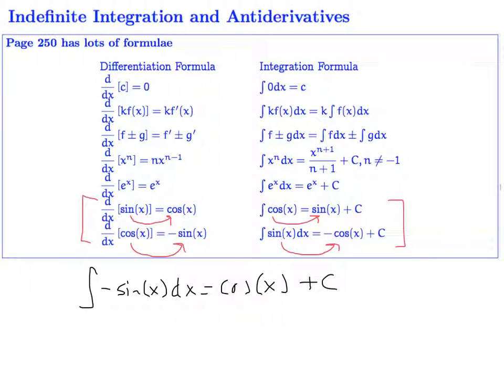So if we multiply both sides by -1, what we end up with is the integral of sine of x dx has to equal the negative cosine of x plus some constant. And so that's where the negative signs come from.